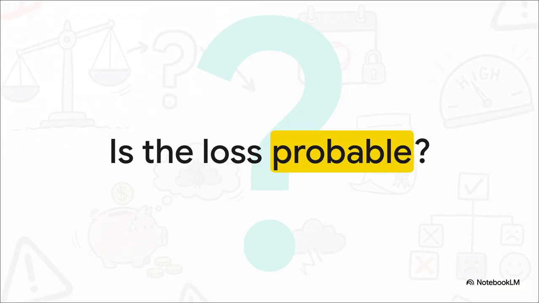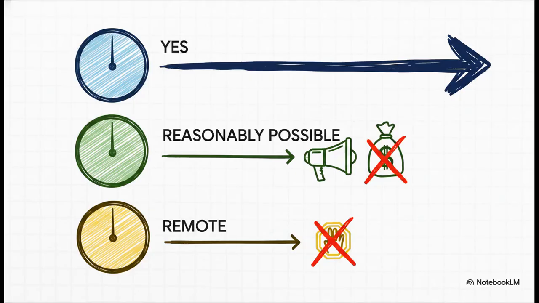Step 2 is the big one. Is the loss probable? This is where those 3 core probability categories come into play. How you answer this completely dictates your next move. If the loss is probable, meaning it's likely to occur, you move straight to Step 3. If it's only reasonably possible, so more than remote but less than likely, you have to disclose the nature of it, but you don't accrue a single dime. And if it's remote, generally, you do absolutely nothing. The huge takeaway here is that only a probable classification pushes us forward to actually measuring a number.